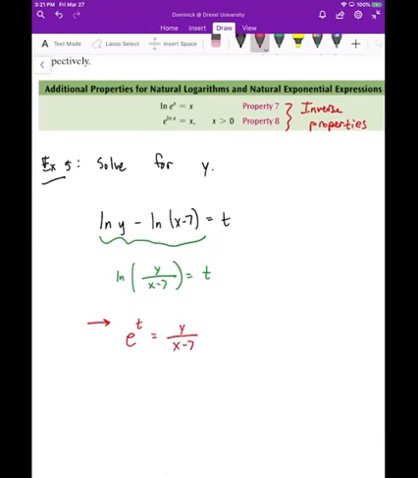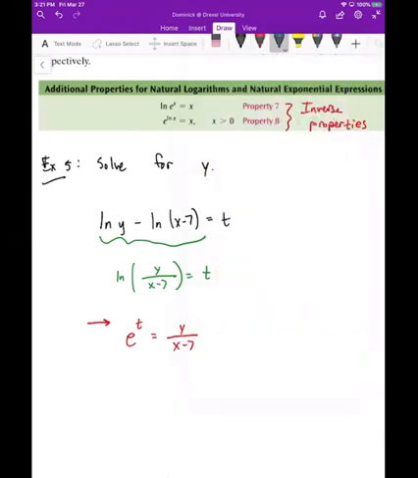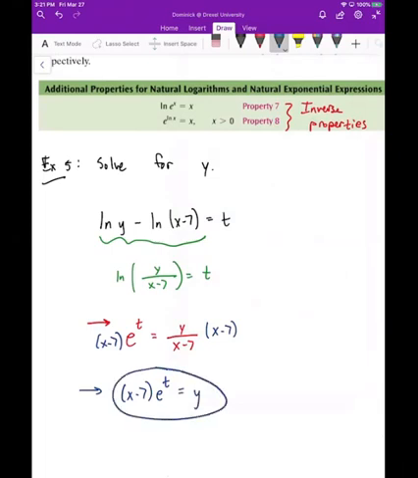So if I want to solve this for y, the last thing that we need to do is just multiply both sides by the denominator. So we're going to get that x minus 7 times e to the t is equal to y. And now we've solved the equation for y. So now note that in this case, because we have more than one variable, we're not going to get an actual number, but that's fine. So we just get this relationship between y, x, and t, which is perfectly fine.